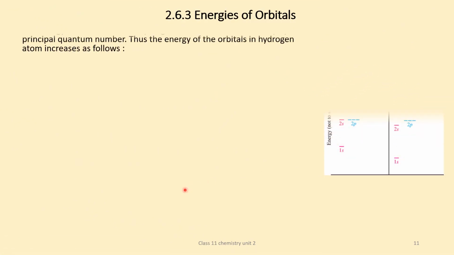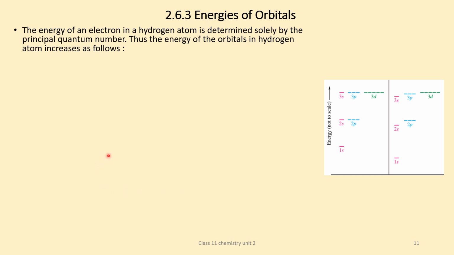Energies of orbitals. The energy of an electron in a hydrogen atom is determined solely by the principal quantum number. Thus, the energy of the orbitals in a hydrogen atom increases as follows: 1s less than 2s, equal to 2p, less than 3s, equal to 3p, equal to 3d, less than 4s, equal to 4p, equal to 4d, less than 4f, less than so on and so on. Let it be equation 1.